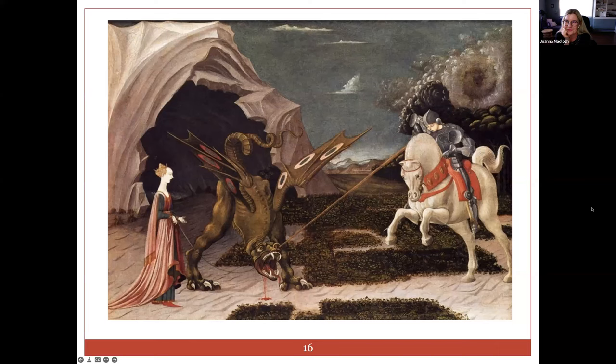Knight killing the dragon. It's not a knight, it's what's his saint? Anyway, he's Saint George. That's Saint George, yes. Saint George slaying a dragon, right? How do you know that? What's the last time you saw a dragon, let's say? Right? How do we know it's a dragon?